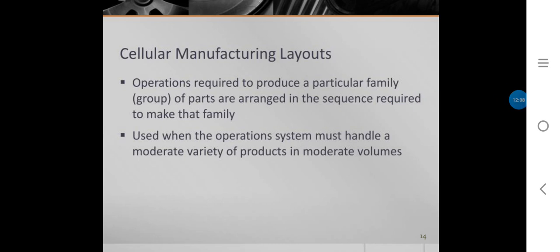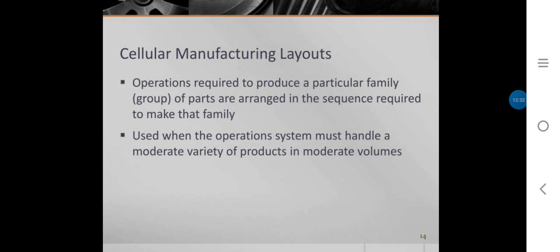Okay, this is the cellular manufacturing layout. The special element in cellular manufacturing layouts is that manufacturing is conducted in cells or workstations, as groups. So this is the basic point, the speciality of the cellular manufacturing layout.